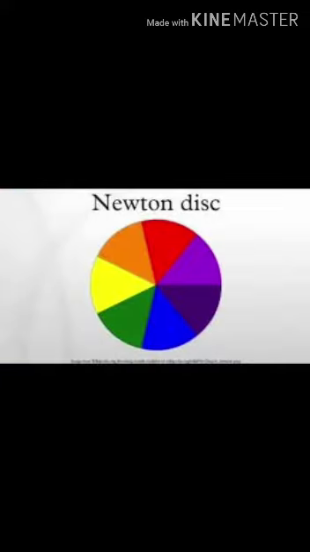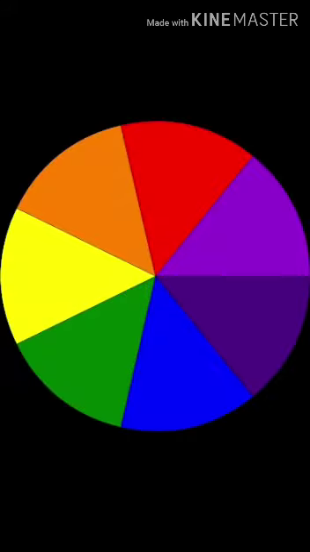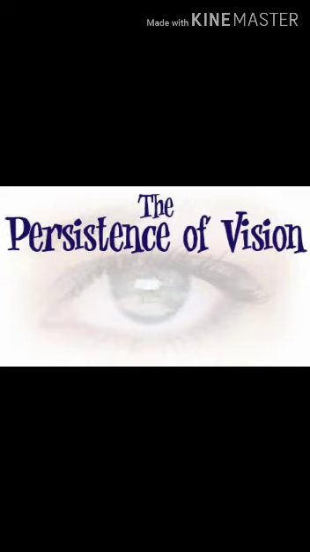Another method which can be used to show that white light is composed of different colors is to show that different colors when combined give us white light. This is what happens in a Newton disk. A Newton disk is a color disk which is painted with the constituent colors of white light, that is violet, indigo, blue, green, yellow, orange and red, in equal proportions, so that when it is rotated very fast the disk appears white. This is because of a property of our eyes called persistence of vision.